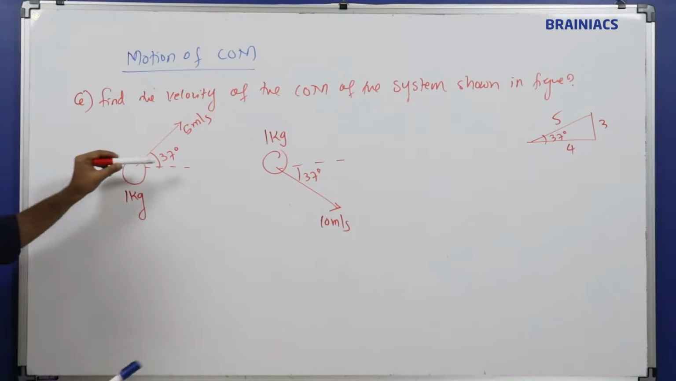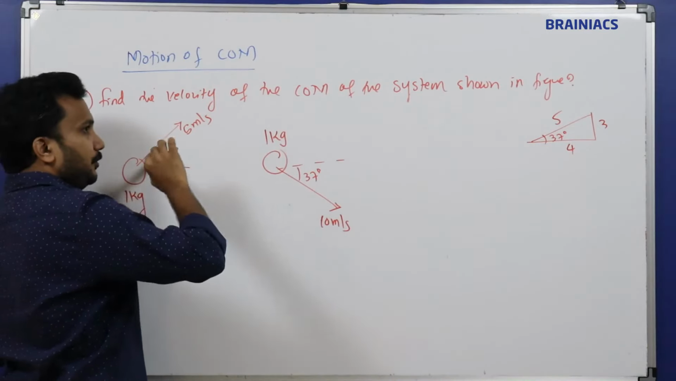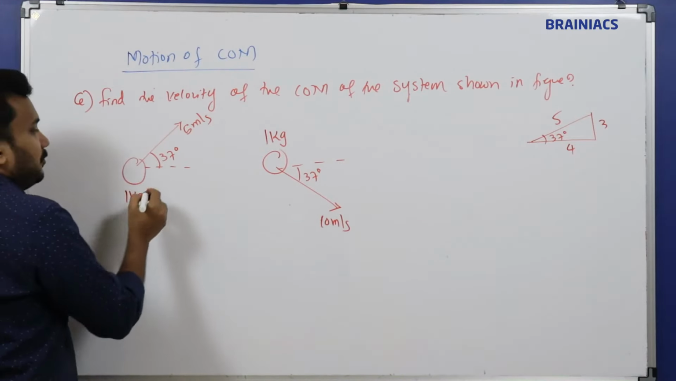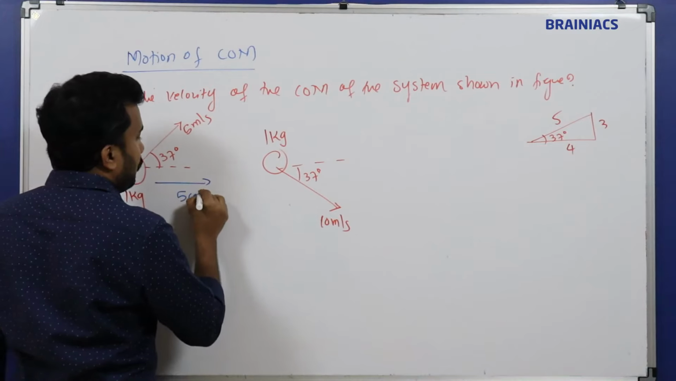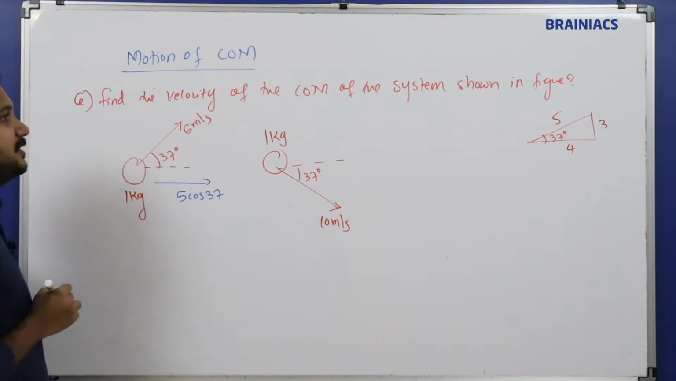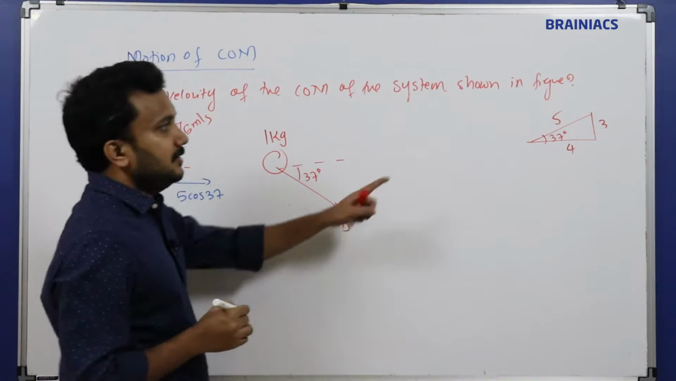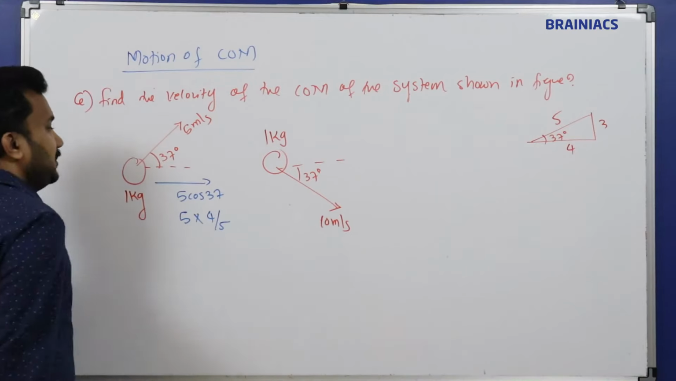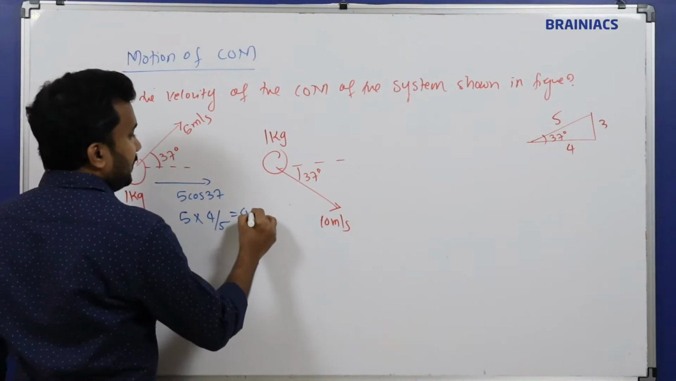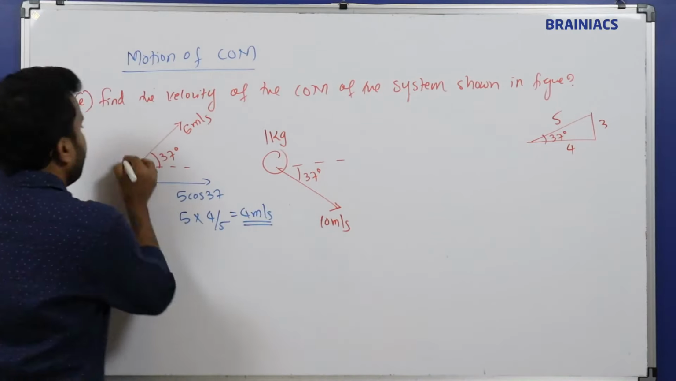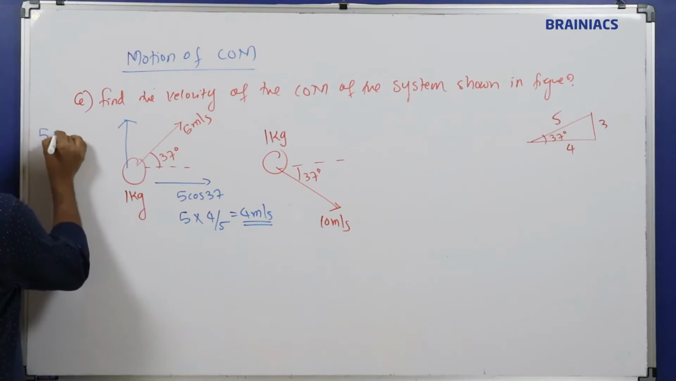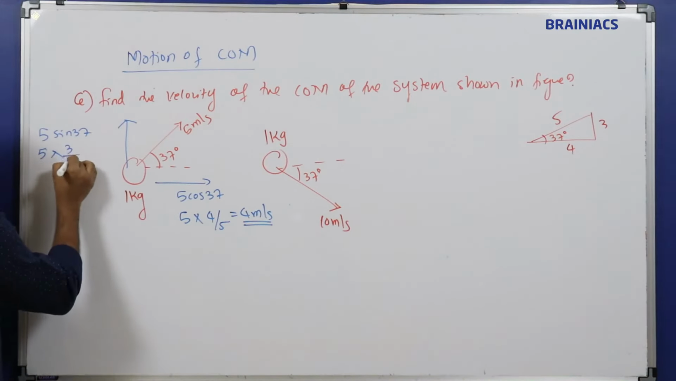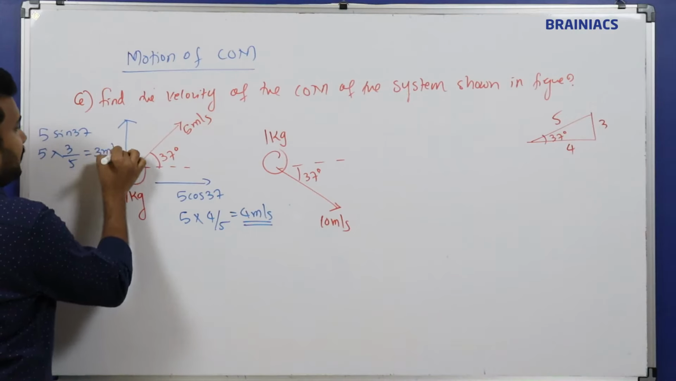In order to answer this question, note that this motion is a two-dimensional motion. So we'll split this into x component of velocity and y component. What is the x component? 5 cos 37. Cos 37 means adjacent side by hypotenuse, so 5 into 4 by 5. Cos 37 means 4 by 5. Cancelling, in the x direction it is 4 meter per second. In the y direction, 5 sin 37. 5 sin 37 means 3 by 5, so this is equal to 3 meter per second.